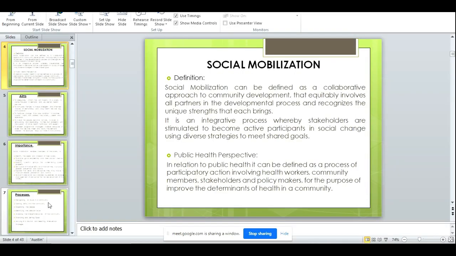So narrowing it down now to public health. In relation to public health, it can be defined as a process of participatory action involving health workers, community members, stakeholders, and policy makers. These are the partners I talked about earlier, for the purpose of improving the determinants of health in a community. And like we've seen in the class, the determinants of health are a range of factors that influence the health status of a community.